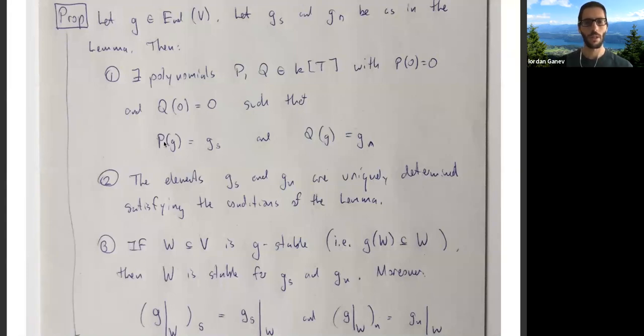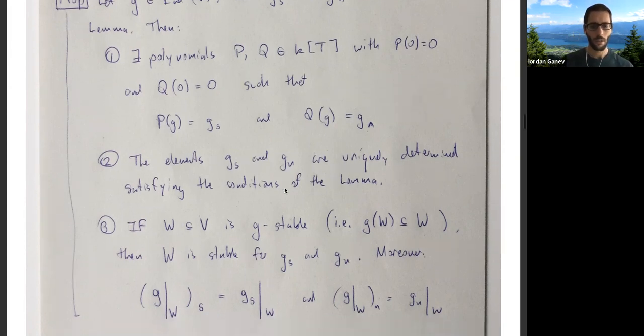This seems maybe a bit strange, to ask for these sorts of polynomials, but it will be very useful because, for example, if we know that some element commutes with G, then because G sub S is just a polynomial in G, that element will also commute with G sub S. That's how we'll be using this result later on. So that's the first part of the proposition. The second part says that these two elements are uniquely determined, satisfying the conditions of the lemma. Maybe we could have had some other Jordan decomposition, but in fact, it'll turn out to be the same as the one we had before.